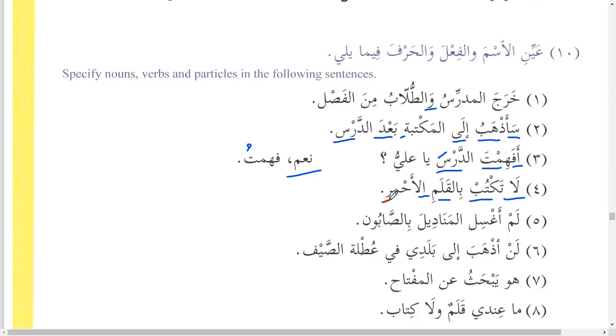Bil-qalam al-ahmari: al-ahmar is also ism. What about lam? Lam is harf nafi, harf majzum. Not nahi, nafi. Okay. Aghsil: fi'l.